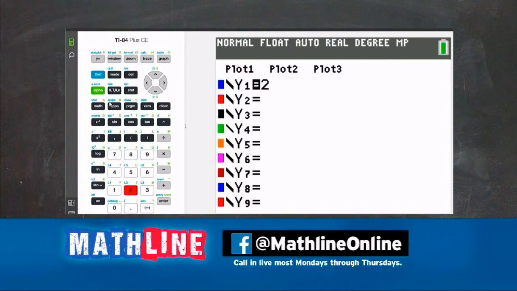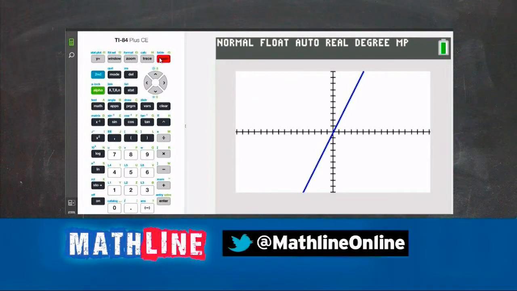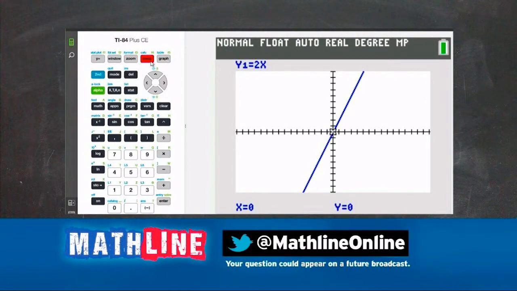It's 2x. Just pop it in there, y equals 2x. And we'll hit enter on that, and we'll graph and see what it looks like. It's going to come out in blue. And we said it's supposed to be a straight line. That looks pretty straight to me. We can put a trace on that and see what kind of points make it up. There's the origin, (0, 0), which works great on this line.